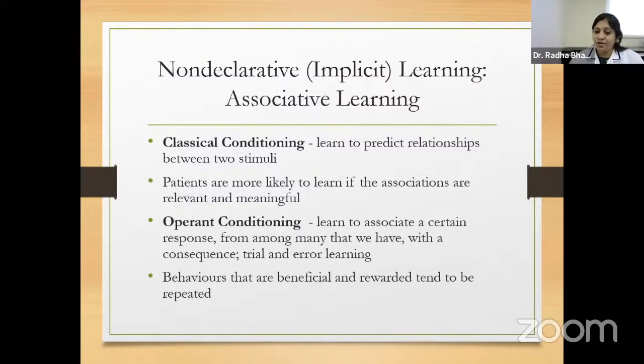Next is operant conditioning. Again, this is association. So it is very simple. Behaviors that are rewarded tend to be repeated. So we learn to associate a certain response, from among the many that we have, with the consequence.